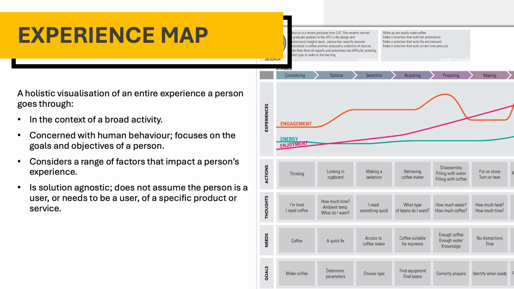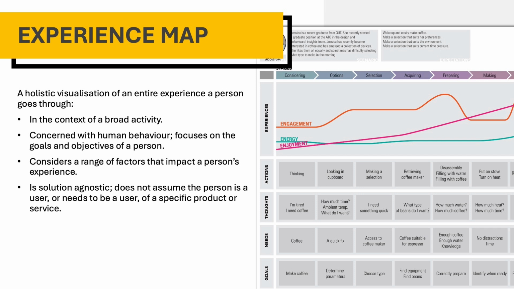A key concern of experience maps is human behavior. They focus on the different goals and objectives of a person, but of course, they can include a lot more information, which consider a range of factors in a person's experience. More about this on the next slide.